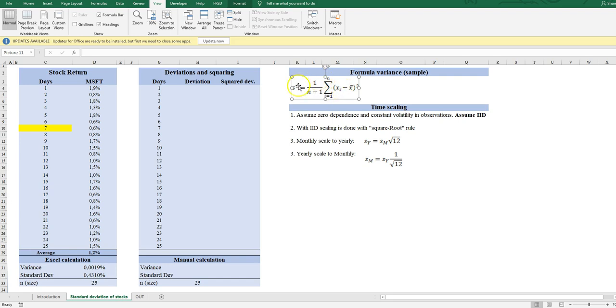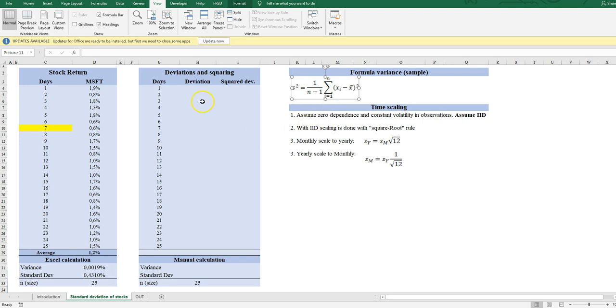So this was all that I wanted to talk about, the difference between the population and the sample. So never mind, don't think too much about this. It's a statistical adjustment. It's not a mathematical adjustment. It is a mathematical adjustment, but it's based on statistical assumptions.